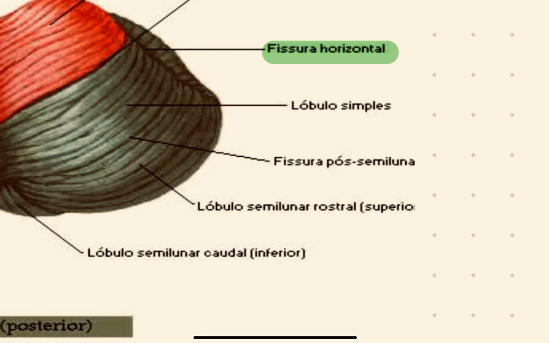Now you will ask me why it is known as horizontal. Because during embryonic development of the CNS, the baby is in the horizontal position. That's why this particular fissure, which looks vertical here, is known as horizontal. Okay.